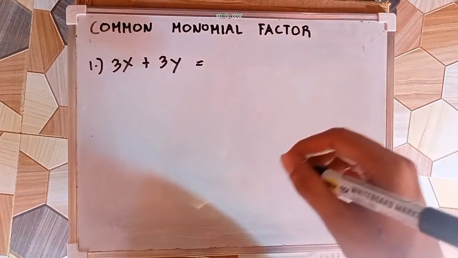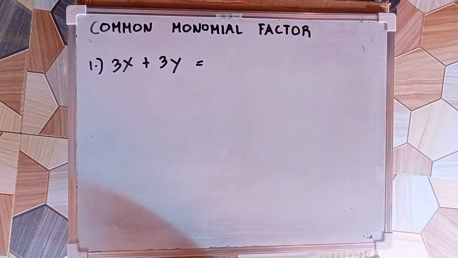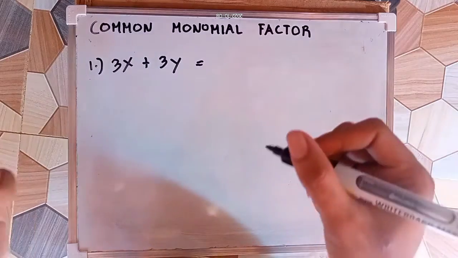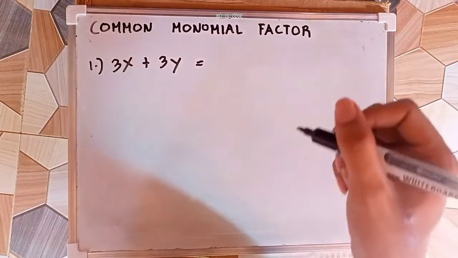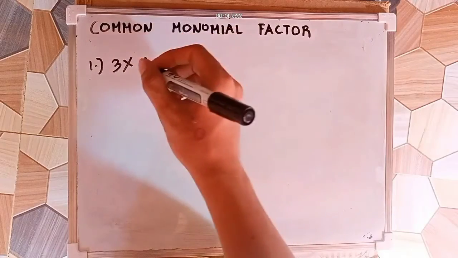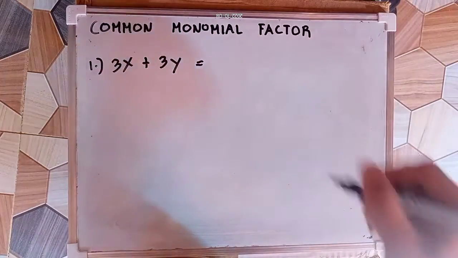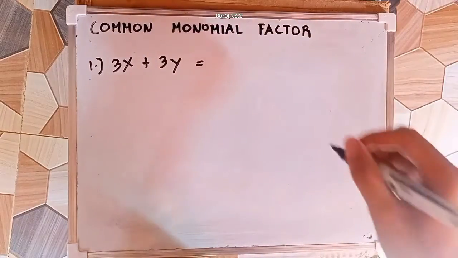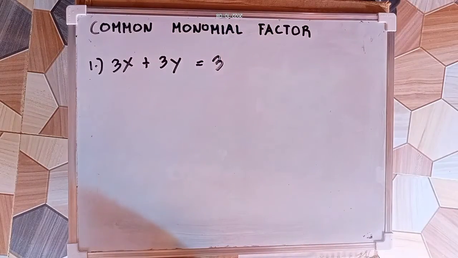3x plus 3y. That's our first example. Let's try to solve it. The first thing to do is get our GCF. So we must look at both terms. What is the GCF of our first term and second term? That is 3. And our variables have no GCF.